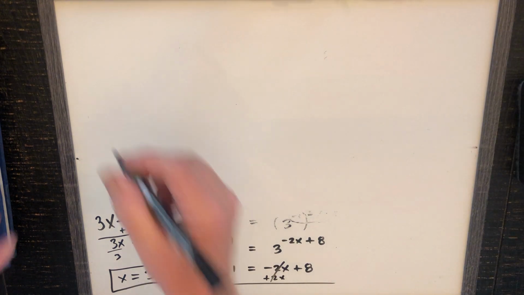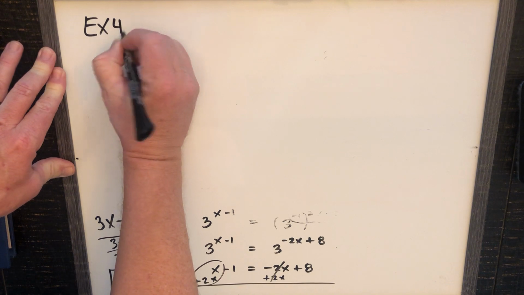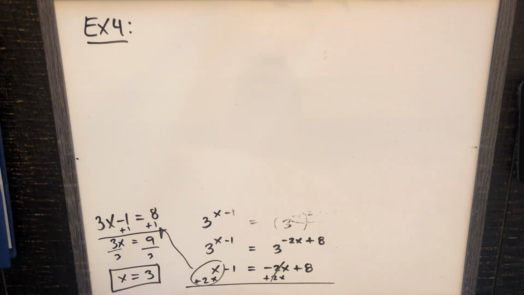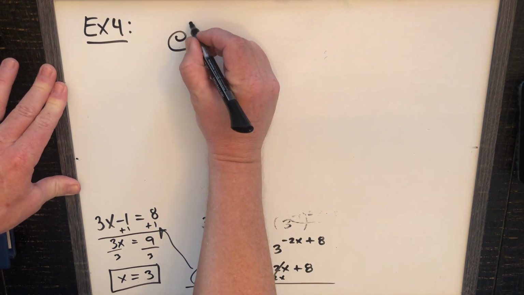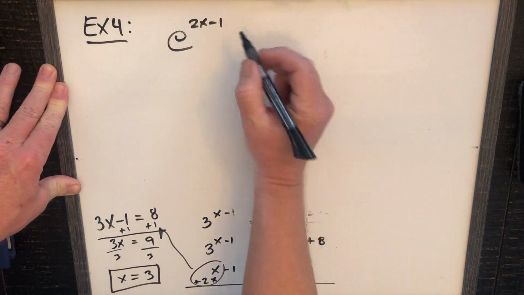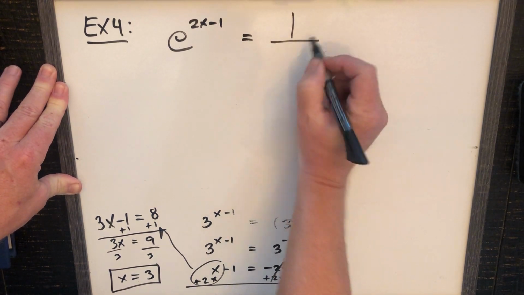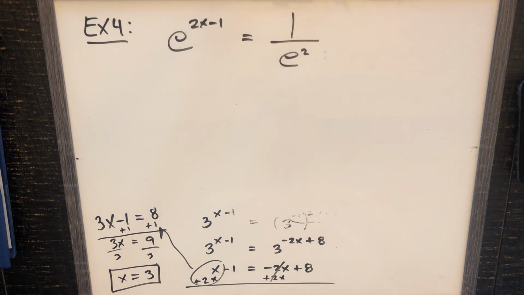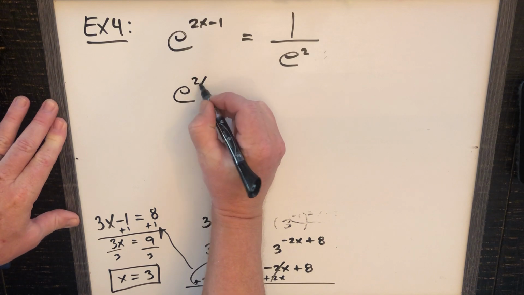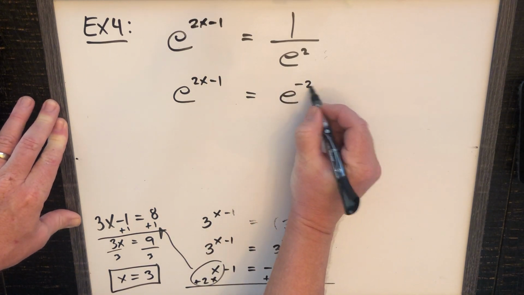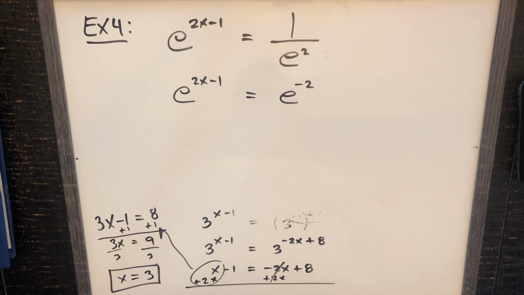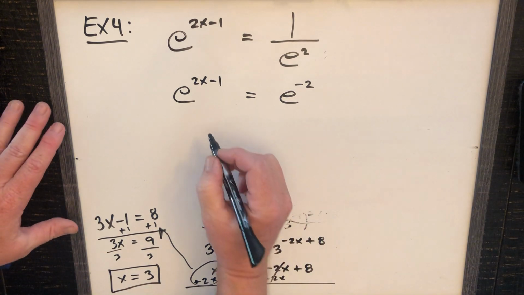Maybe we should do one more, and then we'll move on to the type that are not so straightforward. So example 4. e to the 2x minus 1 is equal to 1 over e squared. Now, clearly these have the same base. There's no trickery going on here. So all we're going to do is rewrite the right-hand side as e to the negative 2 power. We're going to invoke our same base property.